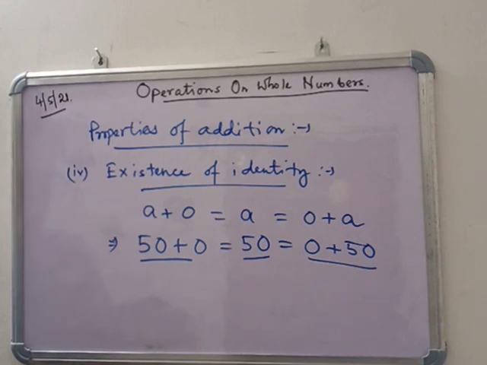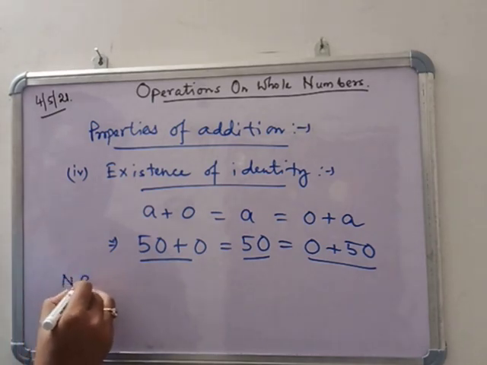Now, the difference of two whole numbers, that is, the property of subtraction on whole numbers. The difference of two whole numbers is not necessarily a whole number. Note below is a note.